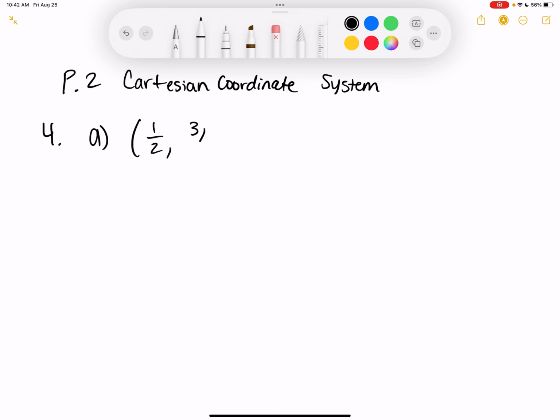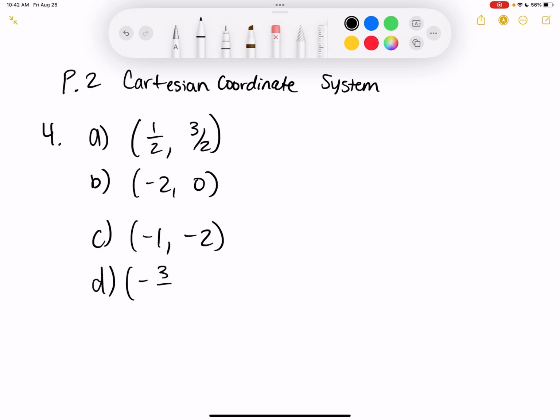So 1/2, 3/2, -2, 0, -1, -2, and -3/2, -7/3. And also if it's not specifically in a quadrant, we can say what axis it's on. Or if it would be at the origin, you would just say origin.